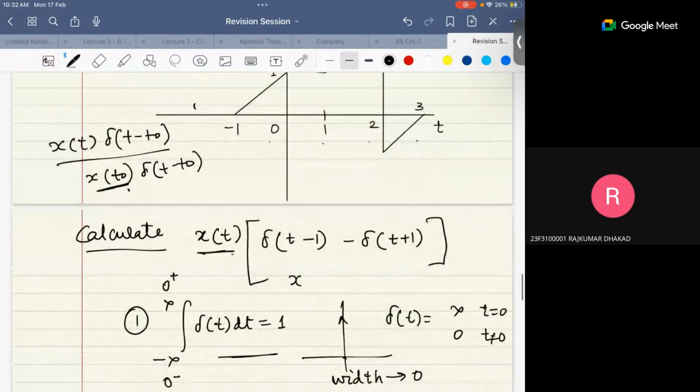So what will this value be? x of 1 times delta of t minus 1, minus x of minus 1 times delta of t plus 1, correct?